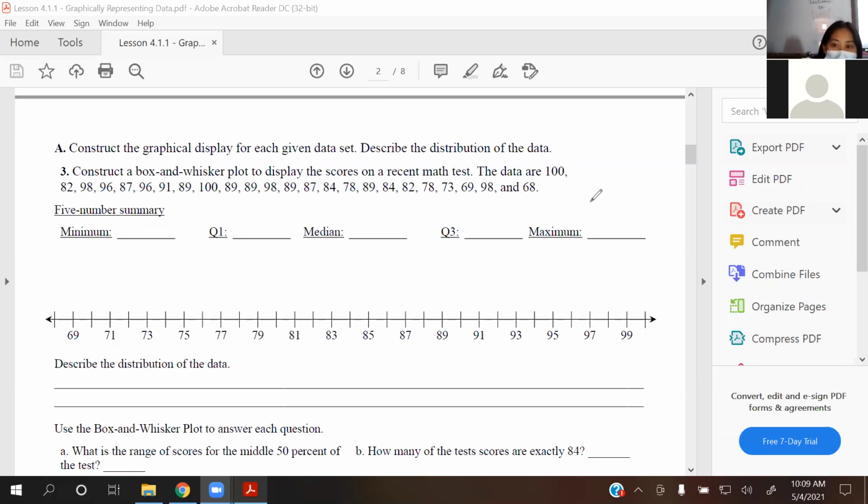So for example, for this 100, I know that just by glancing at it, 100 is a pretty big number. So I'm going to place that here. And then, let's see. Can you guys find the smallest number? 68, okay. I'm going to put that up over here. I think I could fit all the numbers in between that. Perhaps I'll make it like two rows. Okay, and then just try to put them in order from smallest to biggest. So that's what I'm going to do here.